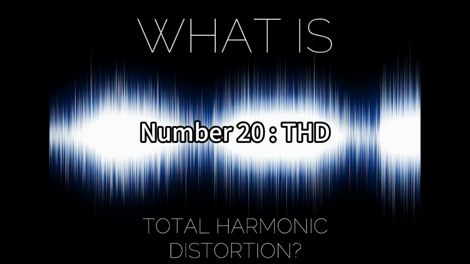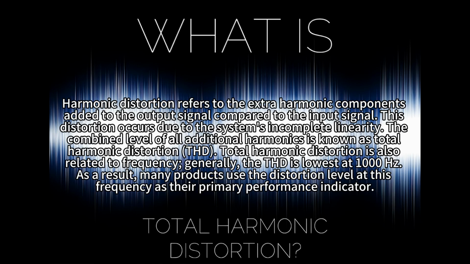Number 20. THD. Harmonic distortion refers to the extra harmonic components added to the output signal compared to the input signal. This distortion occurs due to the system's incomplete linearity. The combined level of all additional harmonics is known as total harmonic distortion, THD. Total harmonic distortion is also related to frequency. Generally, the THD is lowest at 1000 Hz. As a result, many products use the distortion level at this frequency as their primary performance indicator.